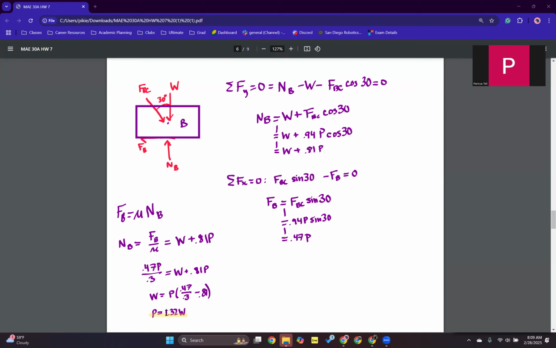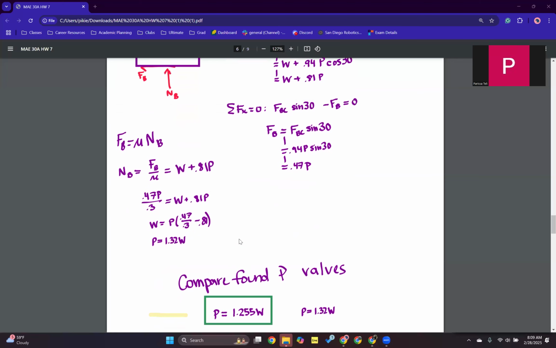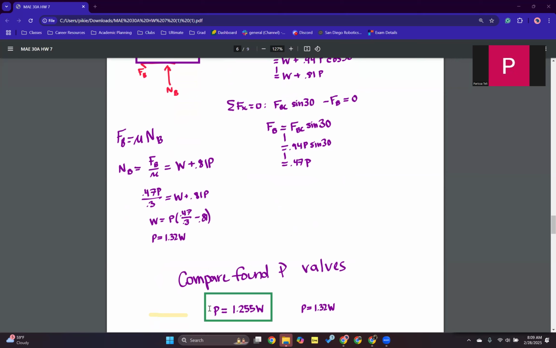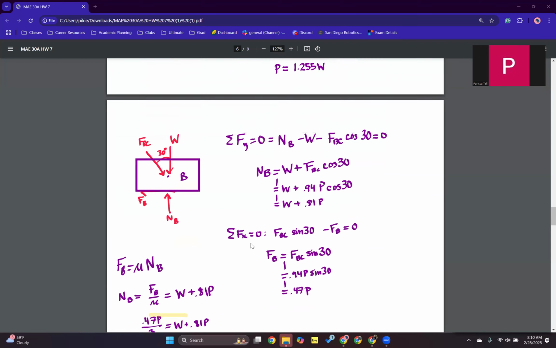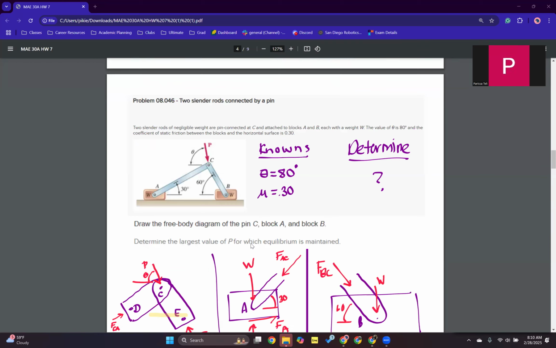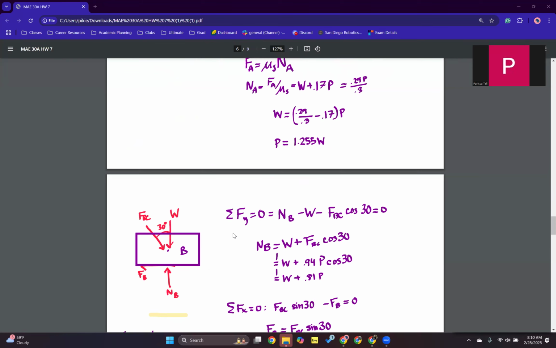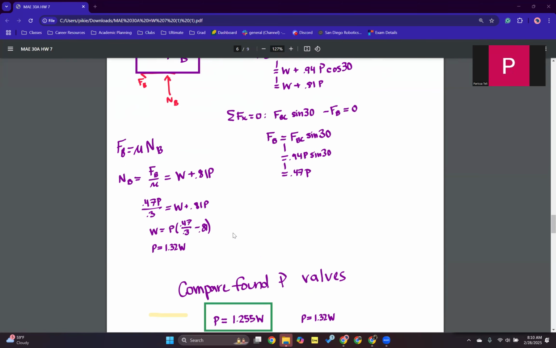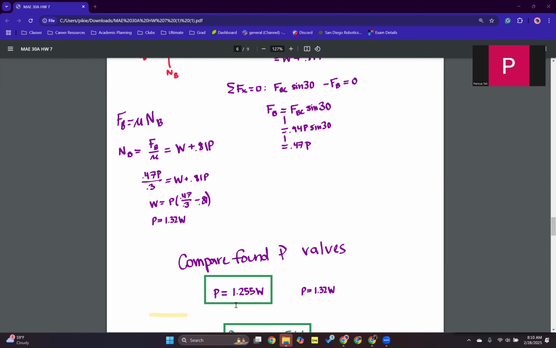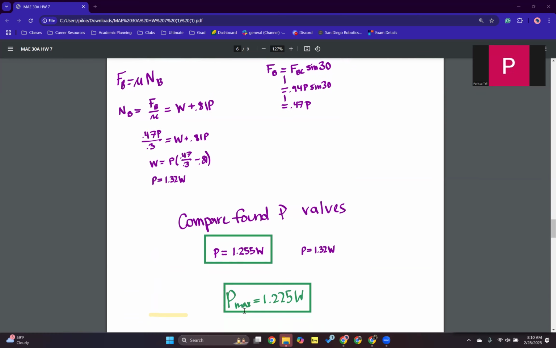So we are comparing those two values that we found: P equals 1.32 W and P equals 1.255 W. The problem above is asking us to determine the largest value of P for which equilibrium is maintained. Both of those conditions must be true for the system to be in equilibrium. That means we have to choose the smaller value. Therefore, we know that P max is equal to 1.225 W.